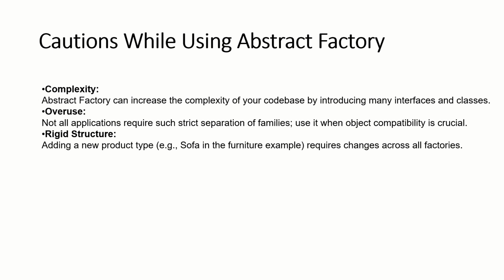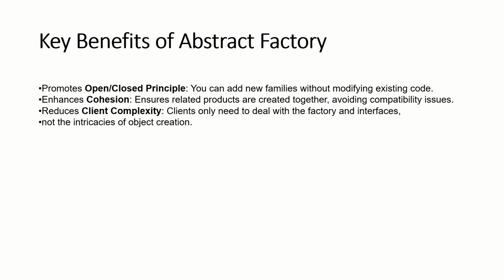So this is about the abstract factory, and these are the key benefits of it. It promotes the open closed principle. You can add new families without modifying existing code. It enhances cohesion, ensuring related products are created together, avoiding compatibility issues. And it also reduces client complexity. The client only needs to deal with the factory interfaces, not the intricacies of object creation. So these are the key benefits of it. I think we have discussed the abstract factory. Now we'll go to the implementation of it.